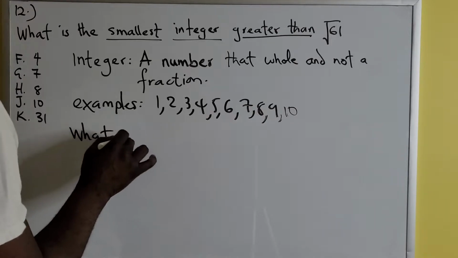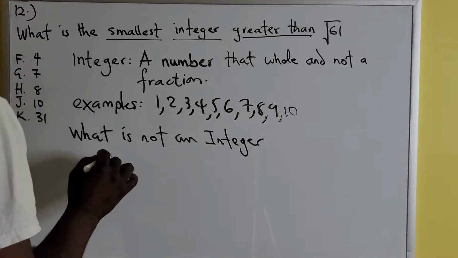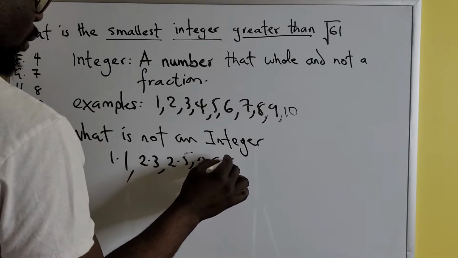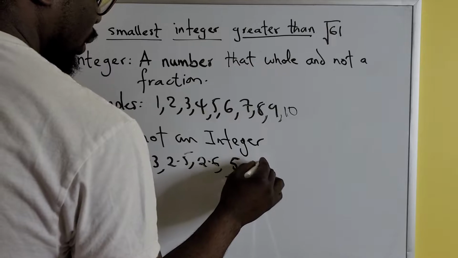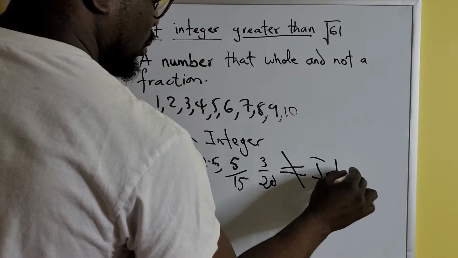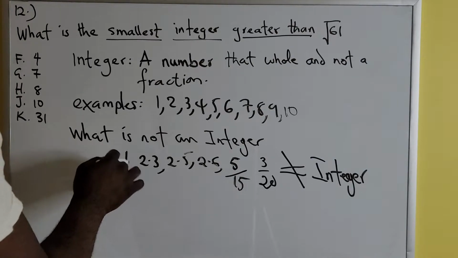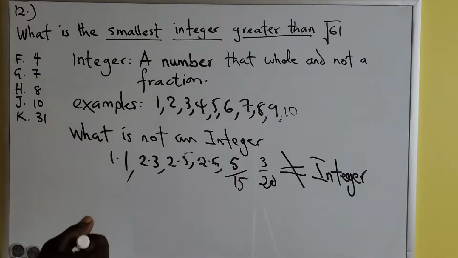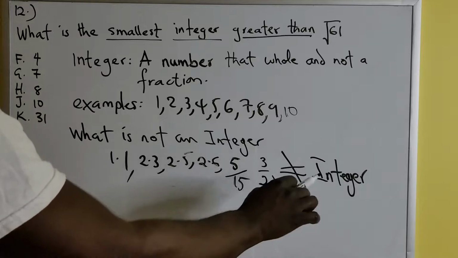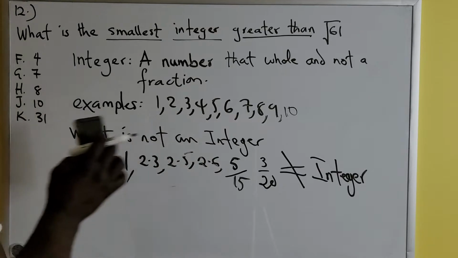What is not an integer? 1.1, 2.3, 2.5, 2.7, 5/15, 3/20. These are not integers. Why are they not integers? Because they are fractions. The fact that it has a decimal point between and they have a number after the decimal point means it's a fraction somewhere, except if it's 1.0 or whatever it is. But right now, these are all fractions, and a fraction cannot be an integer because it's not a whole number, right? So that is the definition of integers.